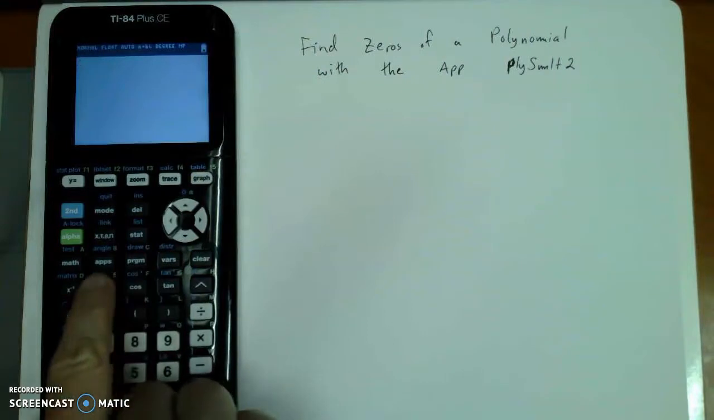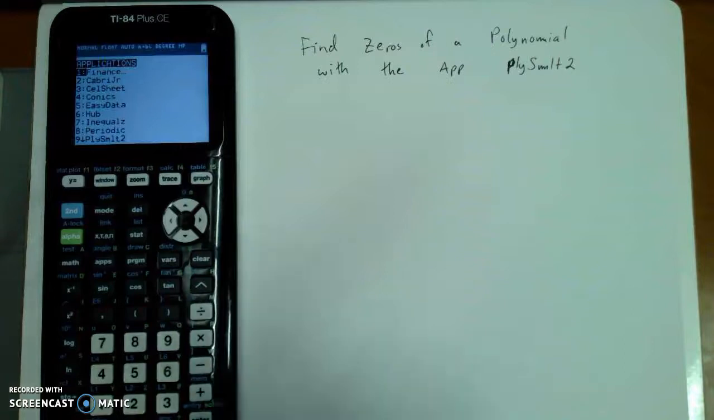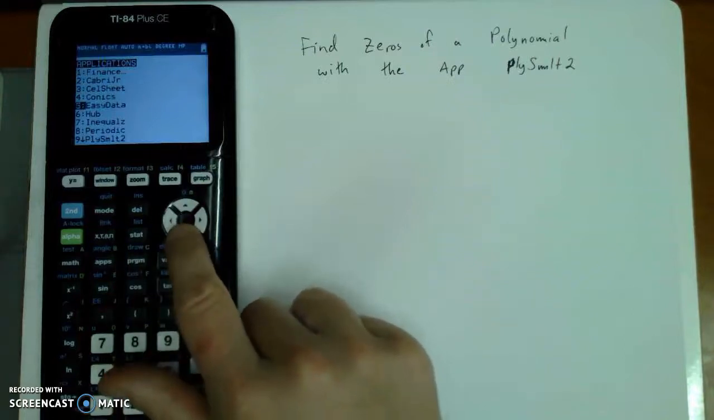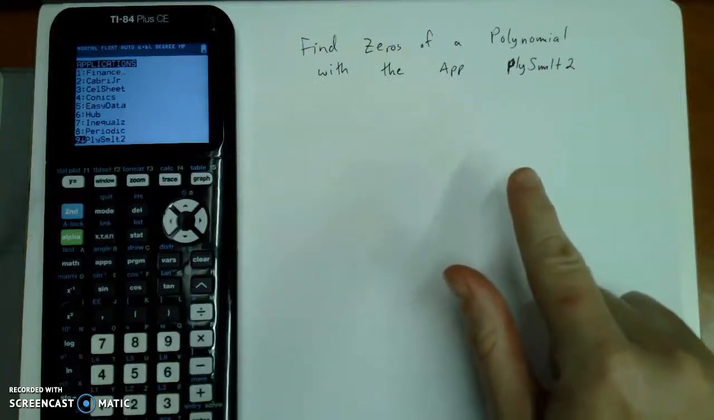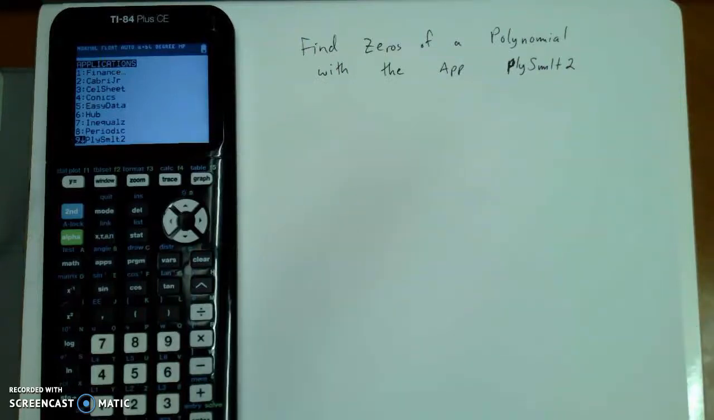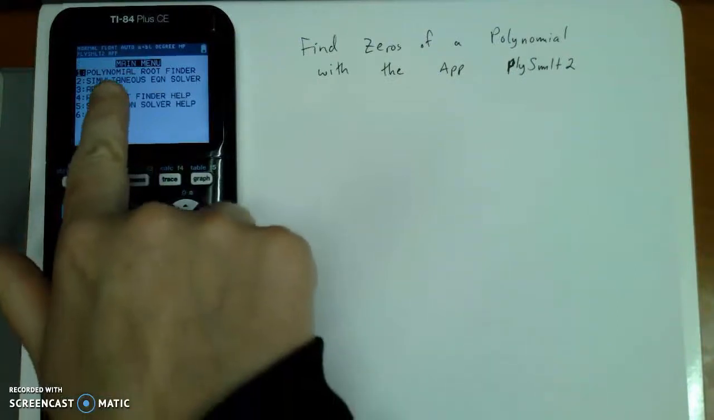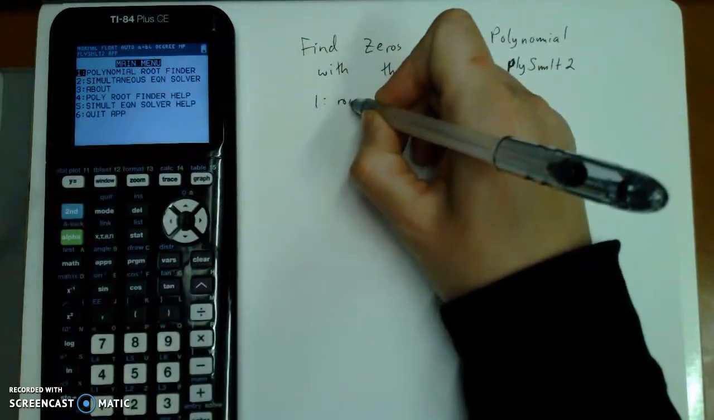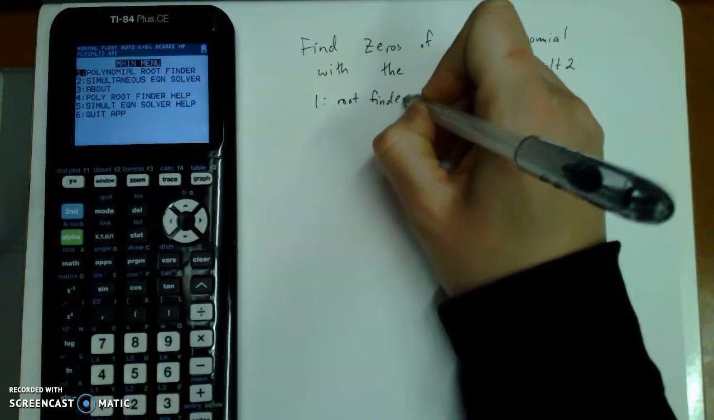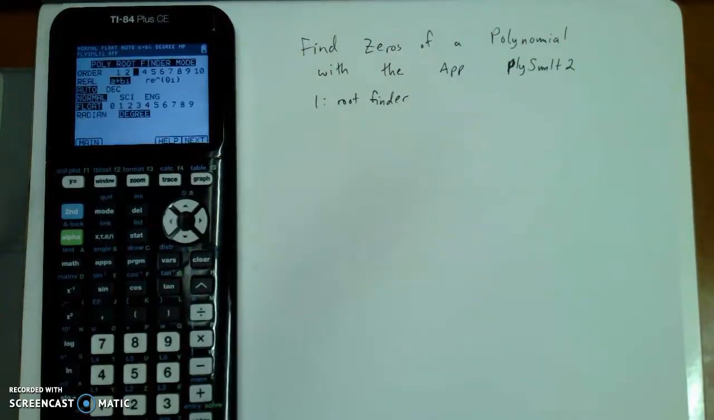So this is under the Apps menu, so I'm going to go ahead and hit Apps. As you can see, there's quite a lot of things in here. I am going to go down to option number 9, which is PlySmlt2, which is basically short for Polynomial Simulation version 2. So let's hit Enter. Now there's a couple of things this is going to do. I am going to specifically use that first option, which is the root finder. So let's go ahead and hit Enter.